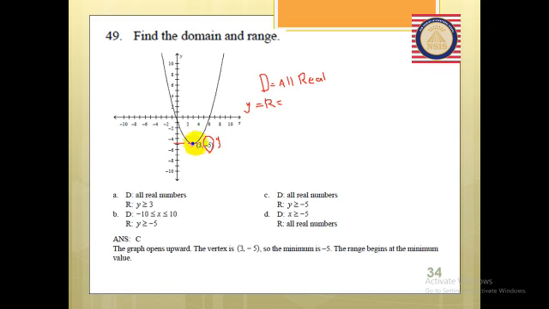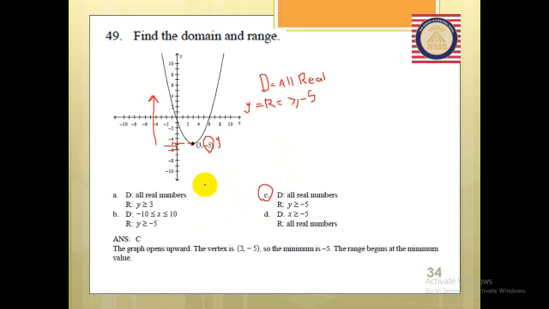So it's from -5 up. From -5 till up. So it's greater than or equal to -5. So which one here? It's greater than or equal to -5. Okay? So it's C.